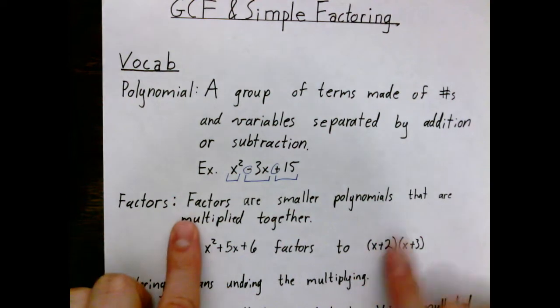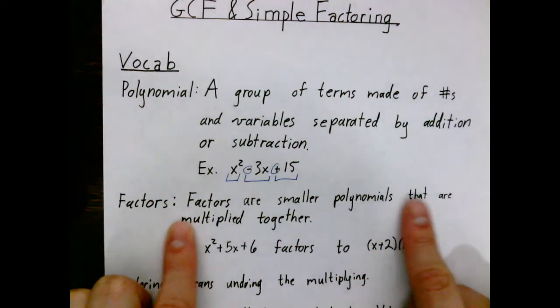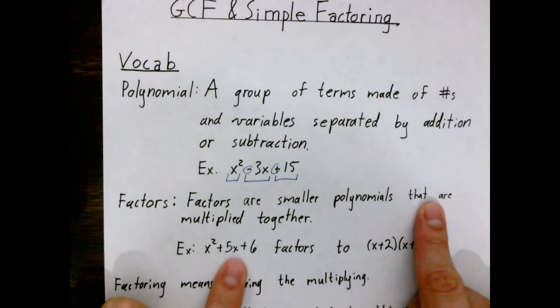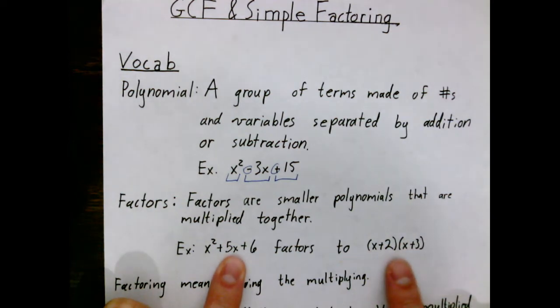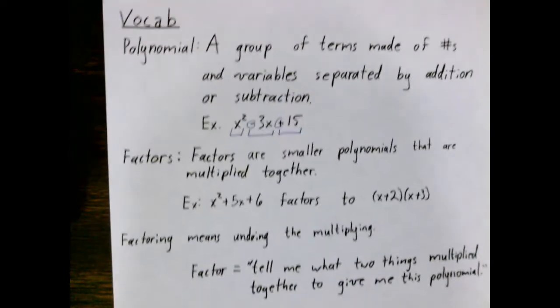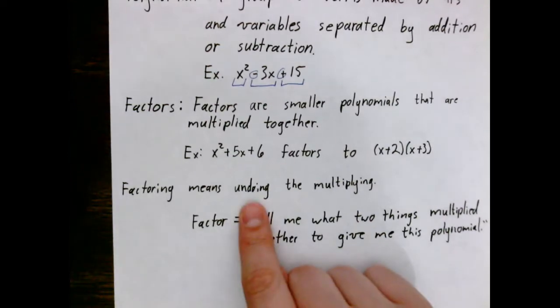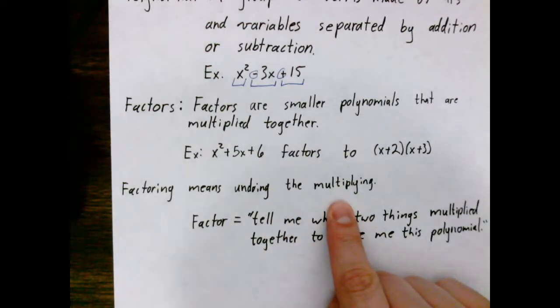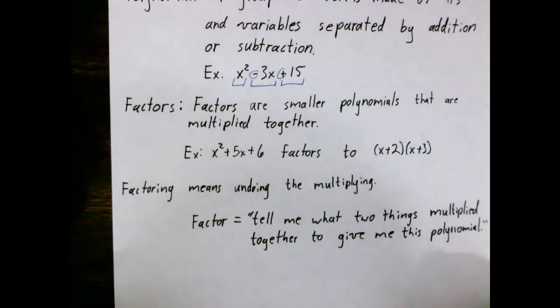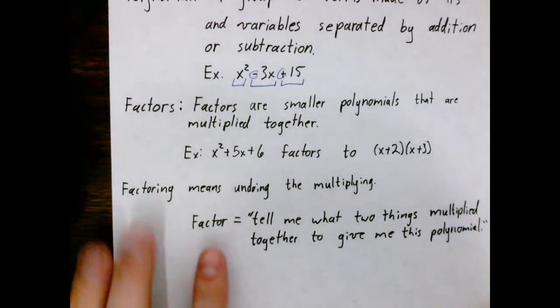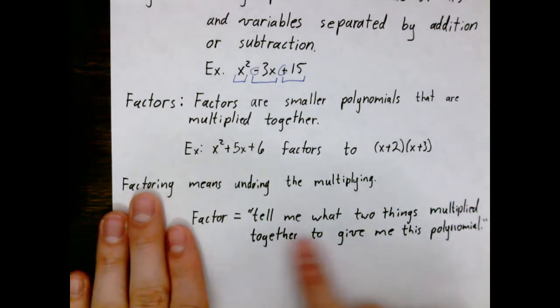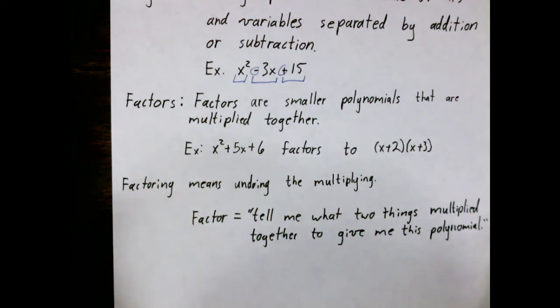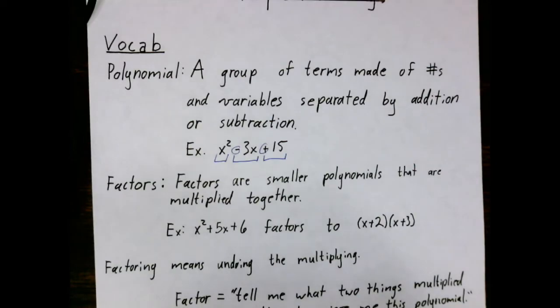So factors, they're going to be the smaller polynomials right here that get multiplied together to give us the bigger polynomial. So these small ones are the factors. This big one is the product. Okay, so factoring just means we're going to undo the multiplying. It's kind of like dividing. We're going to just break everything apart. So when I say factor, that means tell me what 2 things multiplied together to give me this polynomial. Cool. Okay, so you got 2 vocab words there.